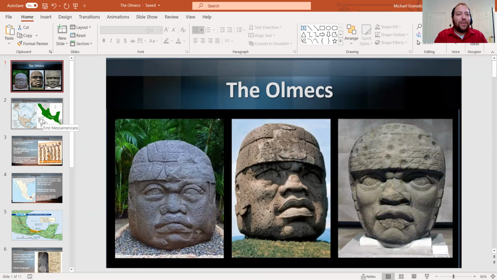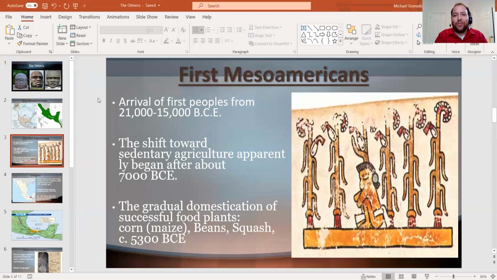So the Olmec people and the Olmec culture was the first distinct culture. Now, they're not the first people of Mesoamerica. I want to make that very clear. But they're the first distinct culture to emerge in Mesoamerica. Now, this is a little tricky, right? Because you can ask the question, well, what do we mean by culture? What do we mean by distinct culture? Okay, they're not the first people, so what separates them from the previous people?